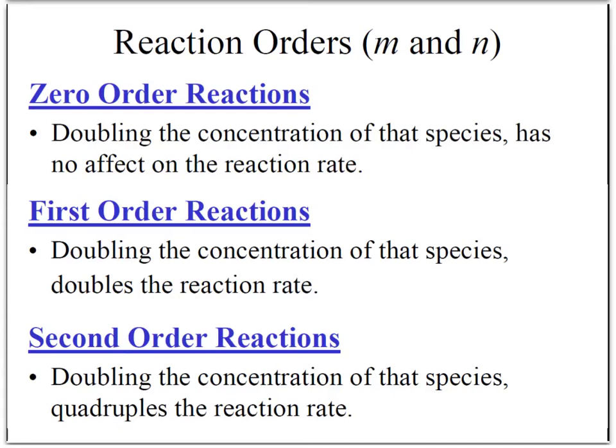First order reaction: if you double the concentration of the species, it will double the reaction rate. So doubling the concentration will double the reaction rate. If you triple the concentration, it will triple the reaction rate. If you quadruple the concentration, it will quadruple the reaction rate. That is with a first order reaction. Second order, doubling the concentration will quadruple the reaction rate. So it has a huge effect on the reaction rate. If you triple the concentration, that means the reaction rate will increase ninefold. Okay, so it has a squaring effect.